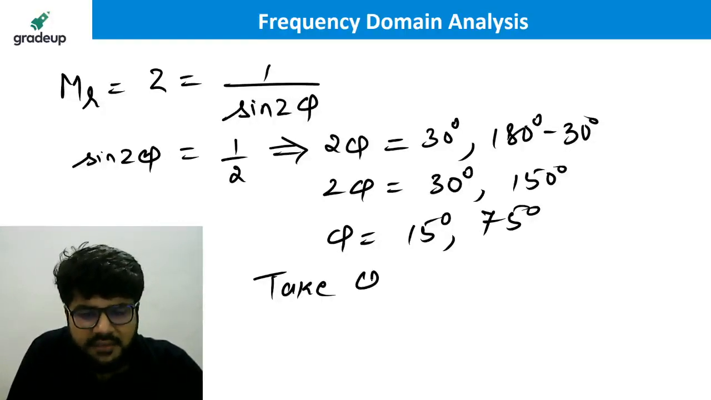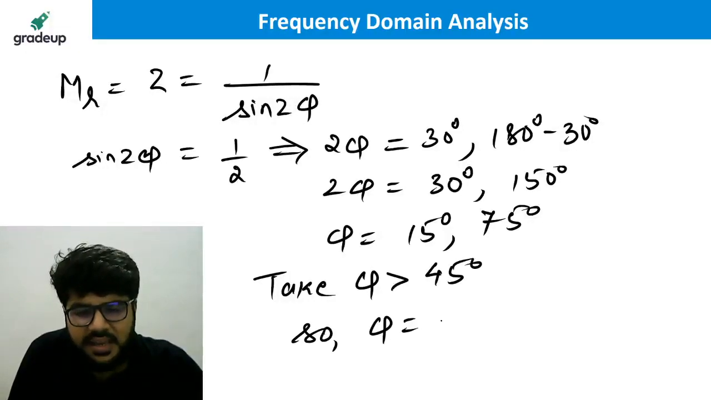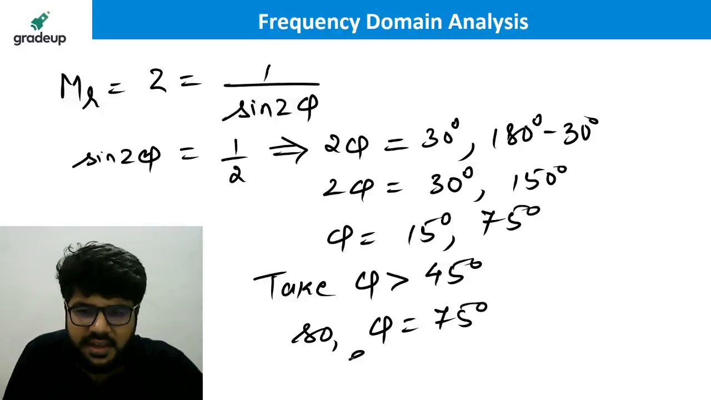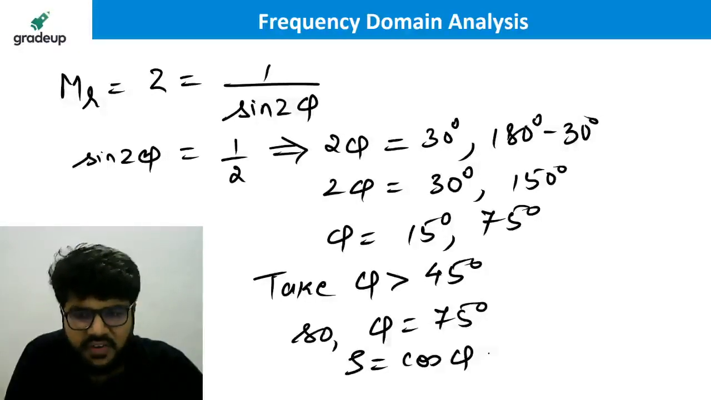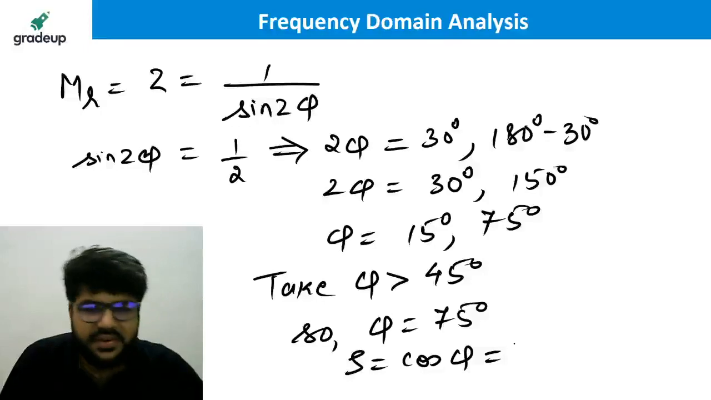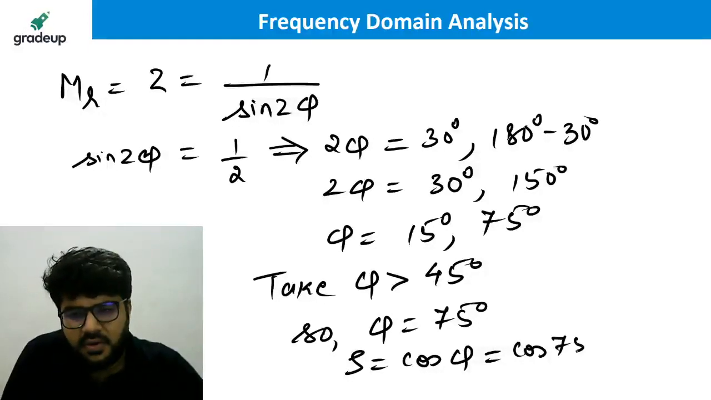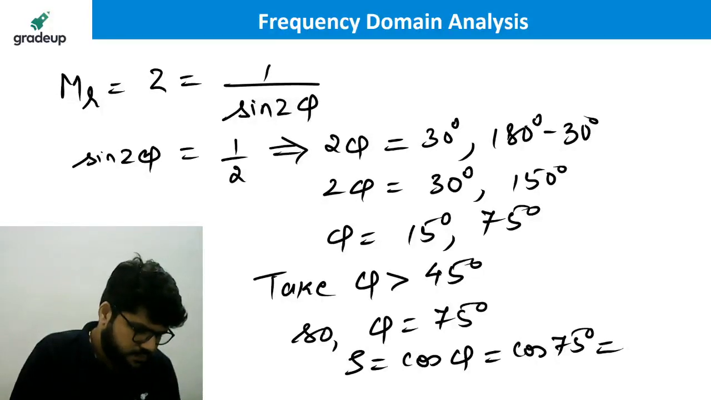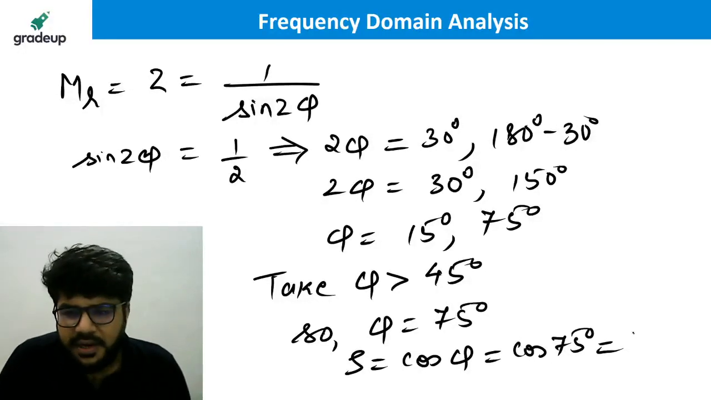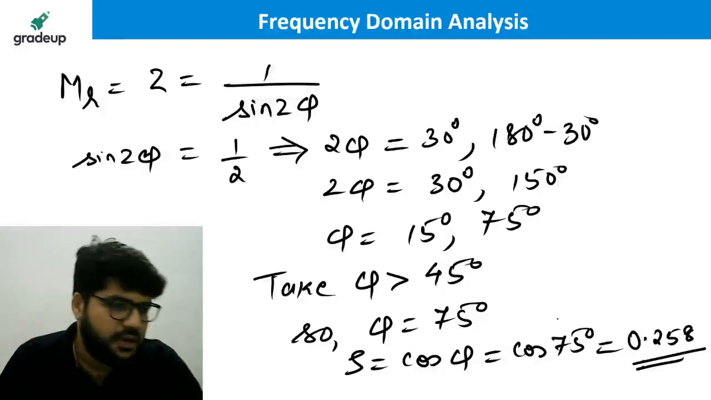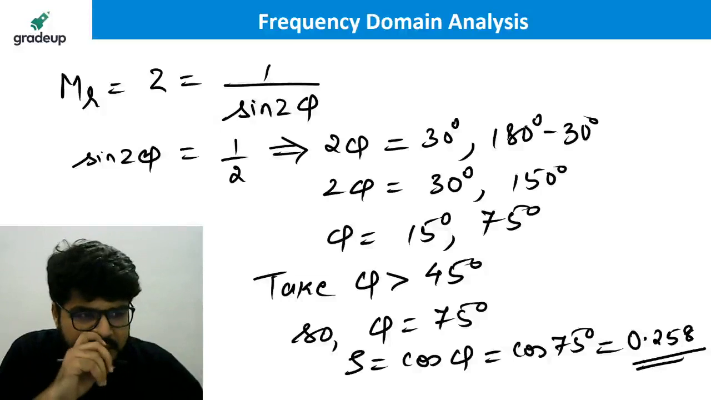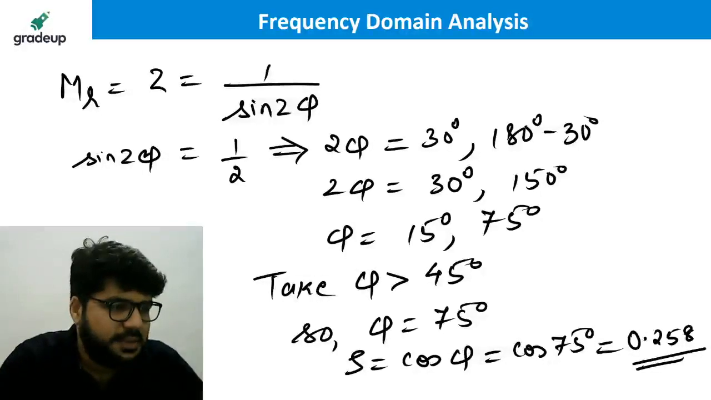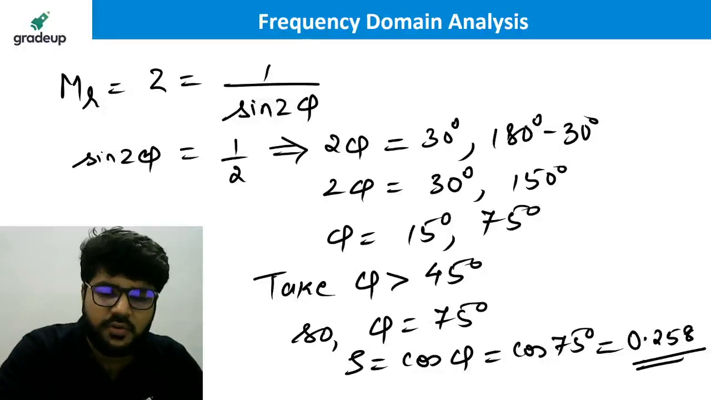Already I have told you take phi greater than 45 degree. So phi is 75 degree and zeta is cos phi. Okay, that is cos 75 degree. What is this turning up as? For that we can use the calculators. Yes, 0.2588 or 0.258 I am writing. Okay, the zeta is 0.258, correctly specified for you. Yes, Shashanka, Ram Prasad, Sindhu and Deepa, correct answers.